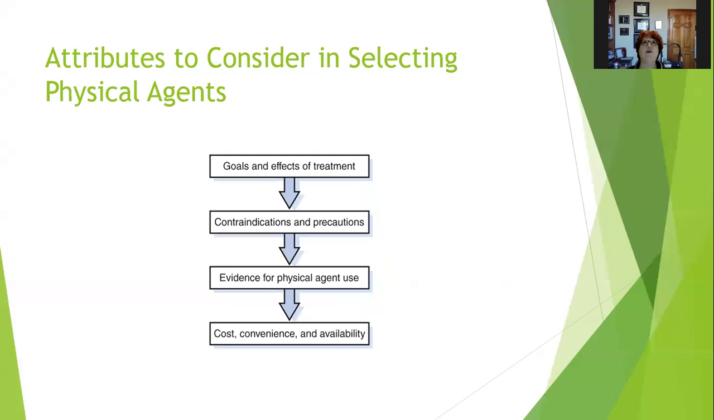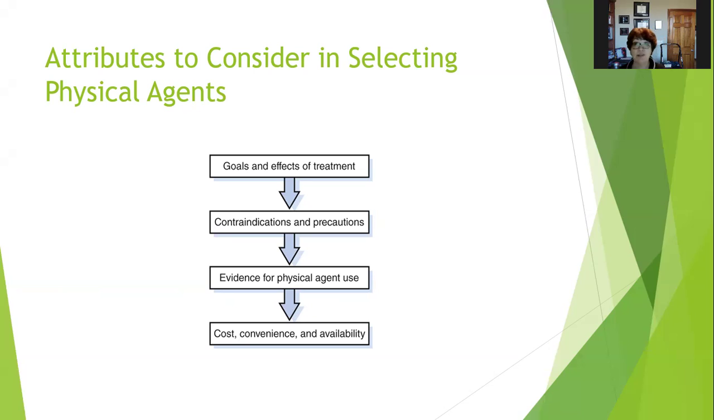So when we're considering selecting physical agents, we want to take into consideration the goals and the effects of treatment, any contraindications or precautions, and evidence for physical agent use. So our evidence-based research project this quarter is going to be to look at some research articles about different modalities and classify them a little bit. And we'll talk in a little bit about how we're going to do that, and decide, is there good evidence for the use of this physical agent?